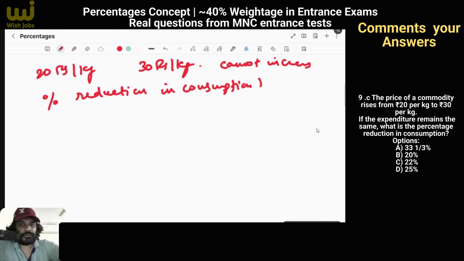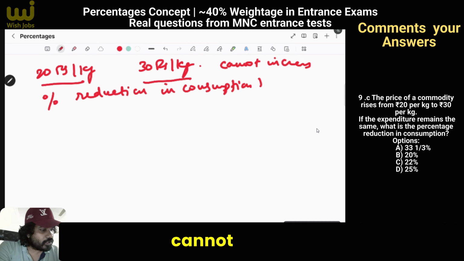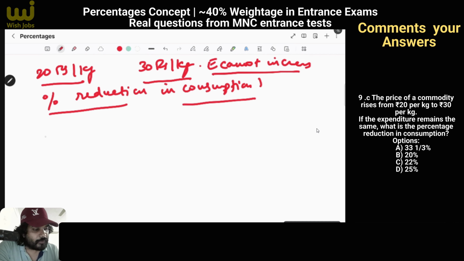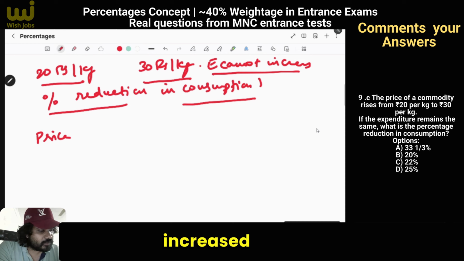It's 1. What is 1? I need percentage. It is 20 rupees per kg the price, it increased to 30 rupees per kg, and expenditure cannot increase. That means expenditure is constant, but the percentage reduction in consumption. Okay, let me do this. First, find out how much the price increased. 20 to 30, that is 50%. Okay, 50%, great.